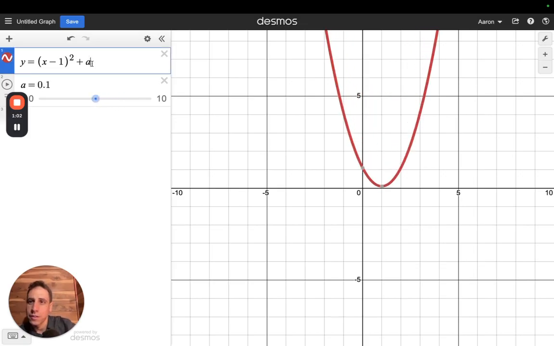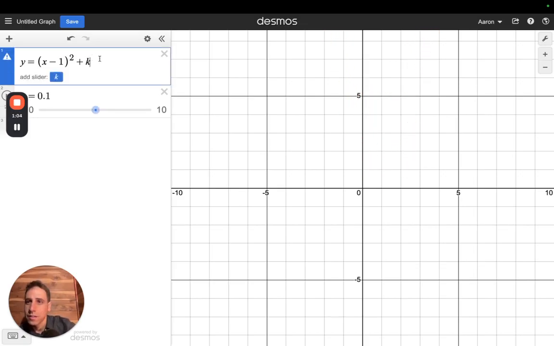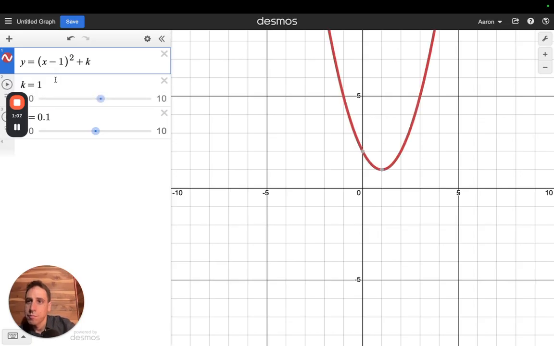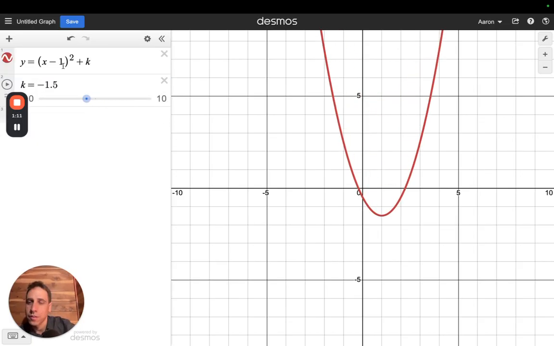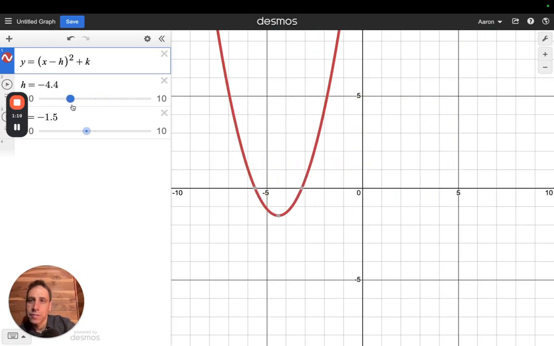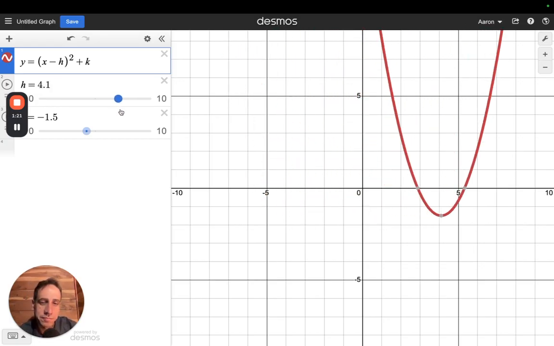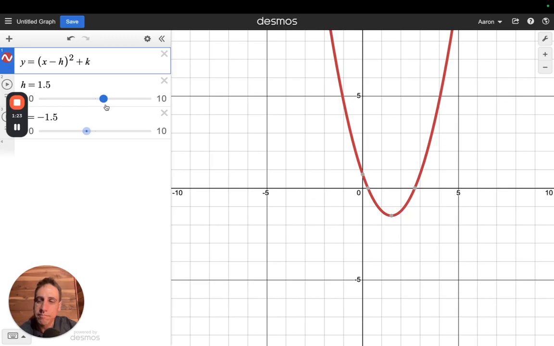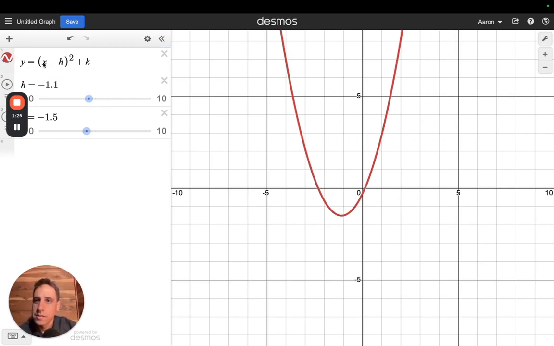Slider a, and you can see it shifts it up. Ooh, instead of a, let's call this k. K, up and down, and we'll turn this into x minus h. Add that slider h. You can see it moves it left and right, depending on how much I slide. What if we change this from squared to absolute value?